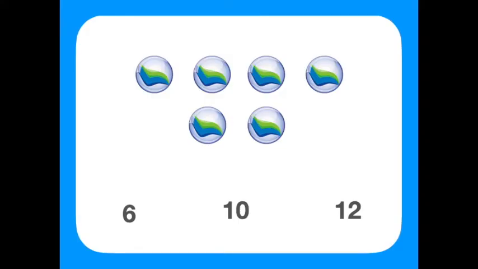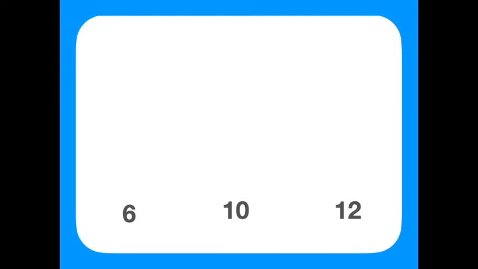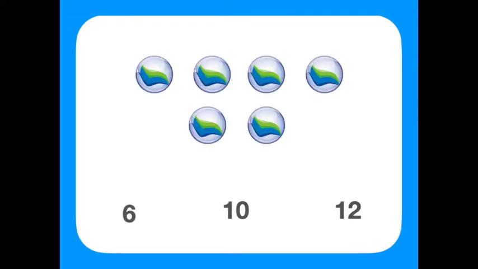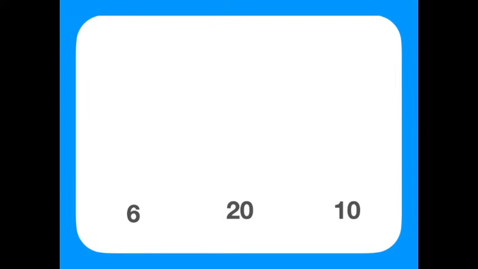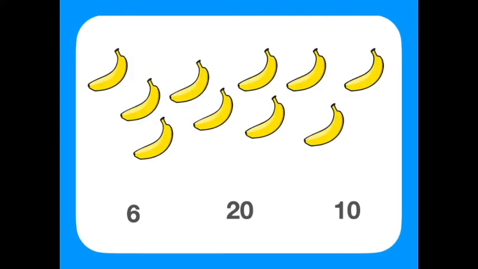Here are some marbles. How many do you think there were? Was it 6, 10, or 12? There were 6 marbles. Okay, are you ready for the next one? Look at the bananas. How many do you think there are? 6, 20, or 10? There are 10 bananas. You ready for the next one?